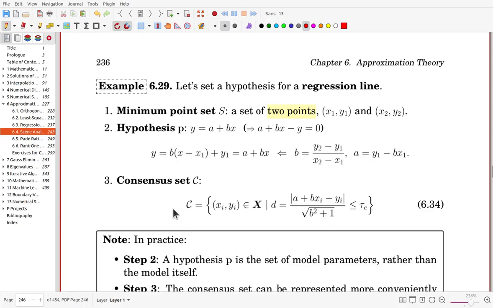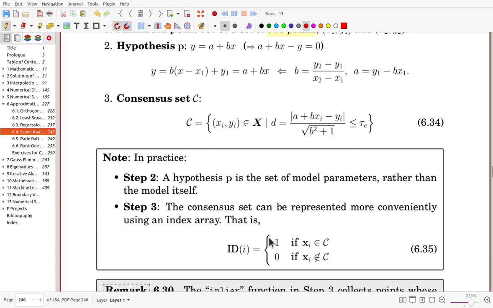Now, the consensus set itself is a collection of points such that the distance from the point to the hypothesis, the model line, is bounded by tau epsilon, which means that just inside the tau epsilon strip, the points are collected for the consensus set. Okay.